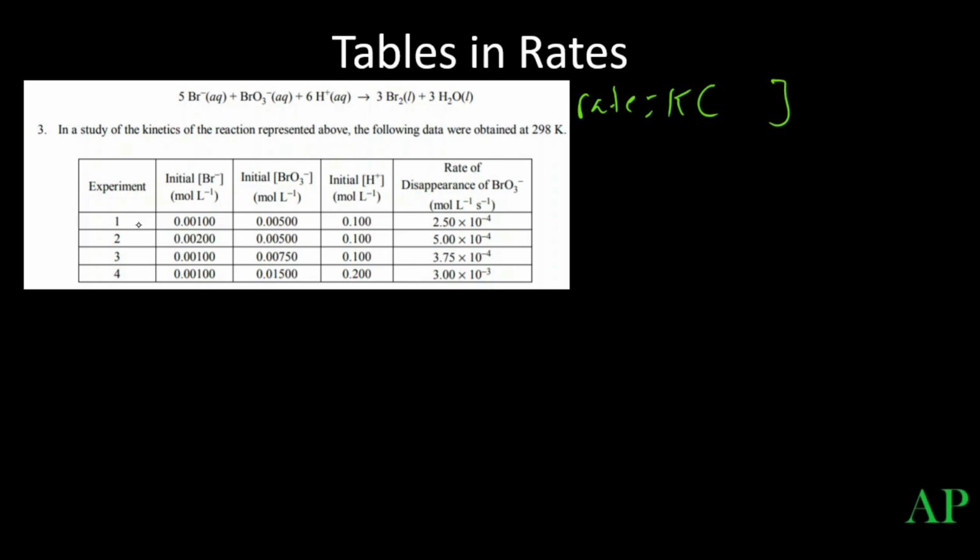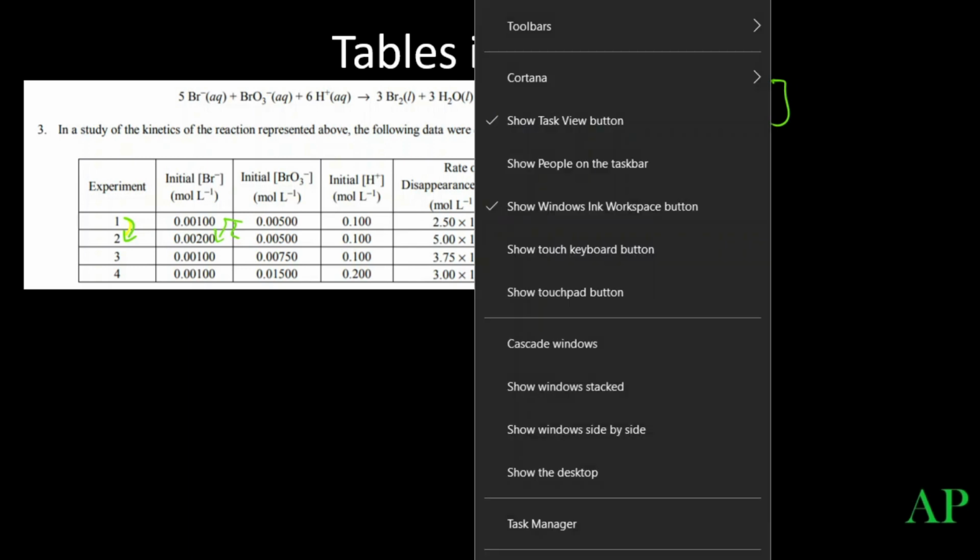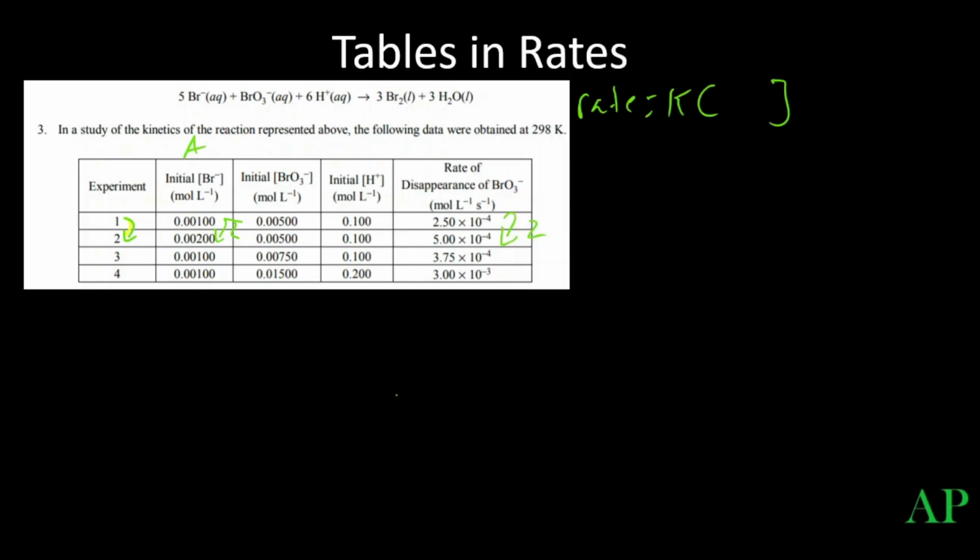If we were to look at experiments 1 and 2, you see that here there is no change in my concentration of BrO3. Here there is no change in my concentration of hydrogen ion, but here there's a change. This has a magnitude of times 2. And over here is a certain change. Again, magnitude times 2. So let's call this, to make things simpler, A, B, and C.